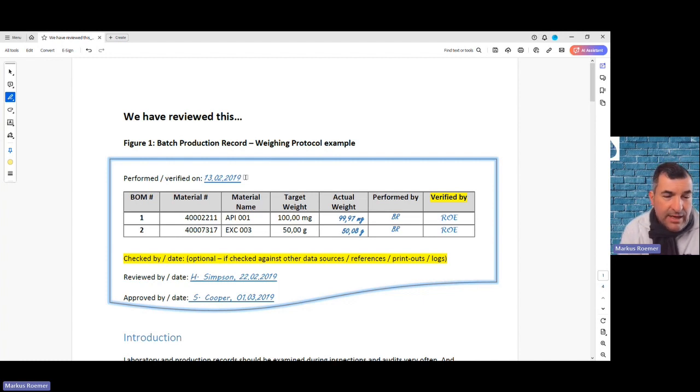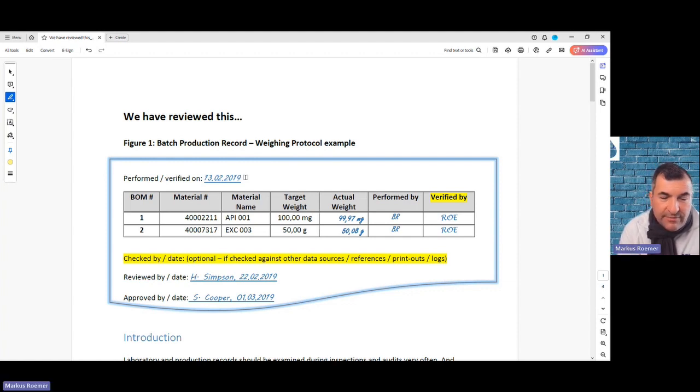Then you see here different BOM positions, a material number, a material name, and then manual entries by the operator. There we have a column called "performed by." So the initials BR are of the person who has performed it, and it was verified by a second person here.